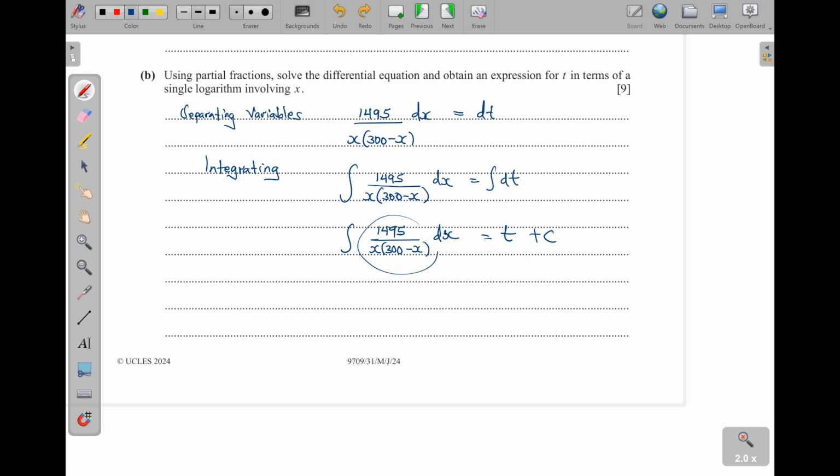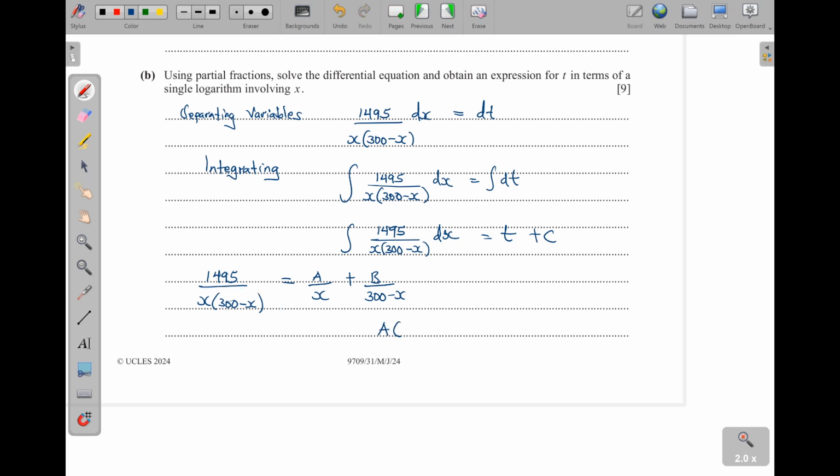Now we need to reduce this one to partial fractions. So 1495 out of x into 300 minus x. We have a linear factor here and another one here. That means we shall write a over x, plus b out of 300 minus x. And our mandate is to find the values of a and b. So using this as the LCM, this divided by x, you will get this one here, times the a.